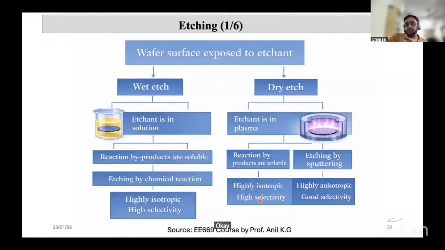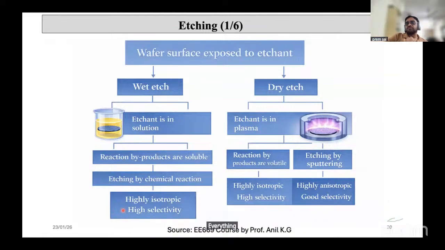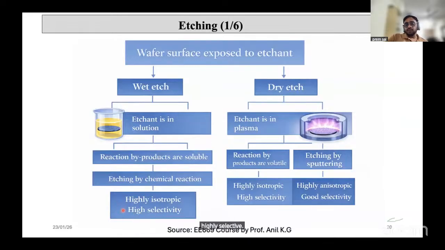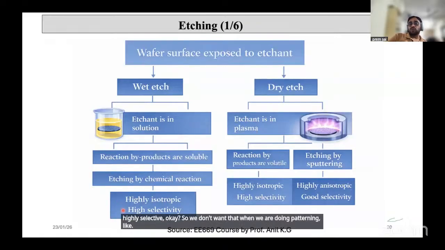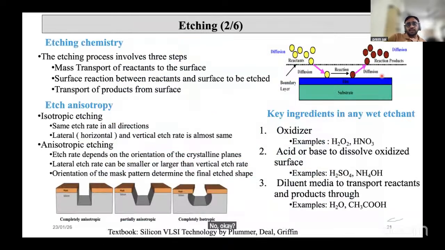Okay, so I'll just show. But when it comes to wet etch, once you put your wafer, everything will be gone. Everything is clean, like RCA cleaning, all that. That will come under wet etch only. We don't want that when we are doing patterning, like after lithography. That is the time we have to go for dry etch. Then I just want to show what the etching chemistry is.